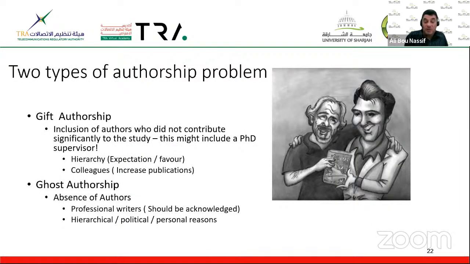Now, authorship problems. One is gift authorship. Somebody who did not contribute, I put him as a co-author. This is wrong. Like, I want to please my supervisor. My supervisor has nothing to do with my research. He did not even read it.